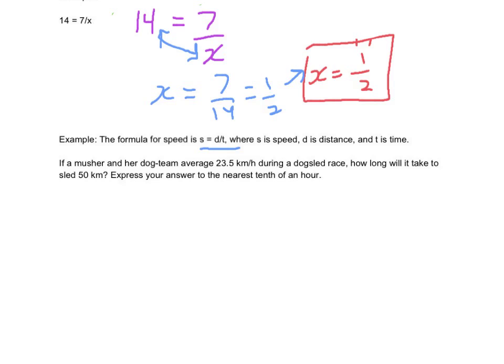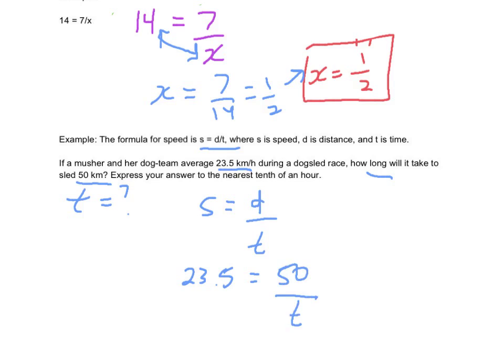So what's the question actually asking? How long? That's a time thing. Okay, so we're going to try to find time. Do we have a formula that's going to work with that? Sure we do. We're given one in the question. So S is equal to d over t. We're going to plug in what we know. Okay, what's the speed? Well, speed's given to us right there, 23.5 kilometers per hour. That's going to be equal to the distance. We're trying to find out how long it takes to go 50 kilometers, and t is our variable that we don't yet know.